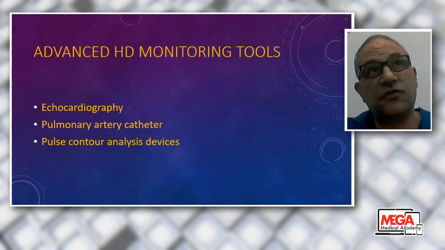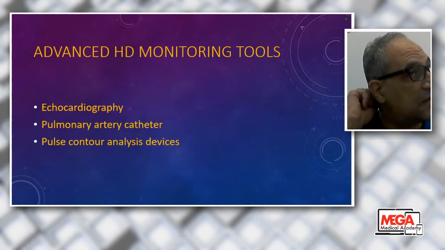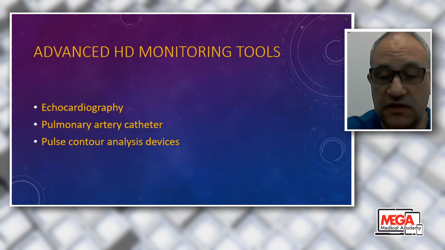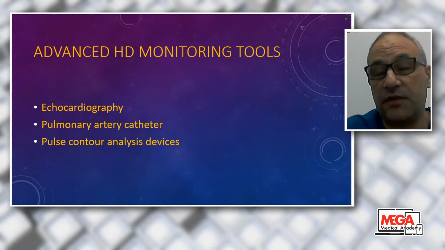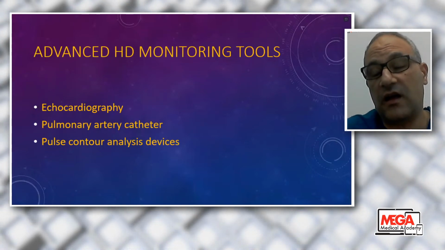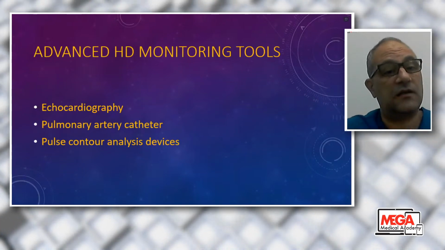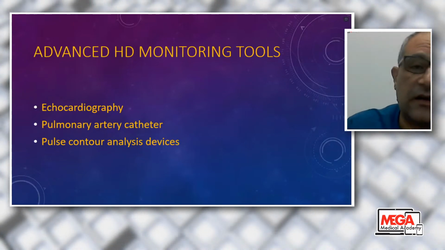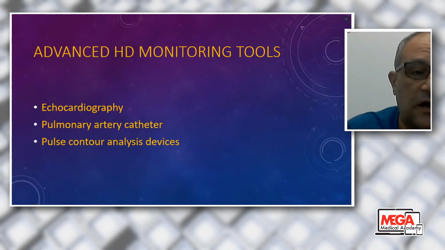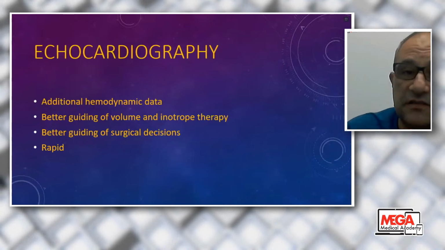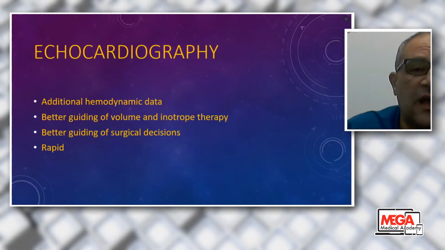The gold standard is transthoracic. If I'm having an intubated patient with good view in the intensive care, I can also use the transthoracic. But if I have the intubated patient in the OR or an intubated patient with a difficult transthoracic window, I will use a transesophageal. The second monitor is the pulmonary artery catheter, and the third group of monitors are the pulse contour analysis devices, which I am going to discuss rapidly.